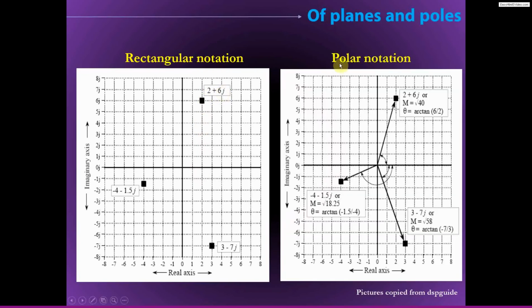Turns out we can also use something called polar notation to represent this same point, this same quantity. So here we can say that 2 + 6j is the same thing as M is the square root of 40, and theta is the arctangent of 6 over 2. So I encourage you to pause the video now and think for a minute about how we got these numbers from this and what these numbers might mean.